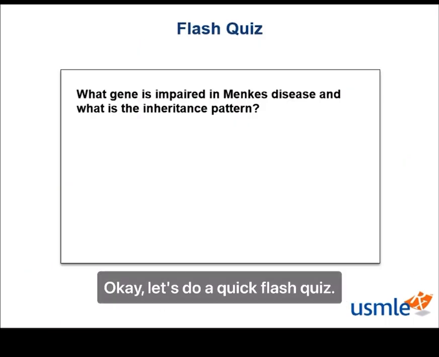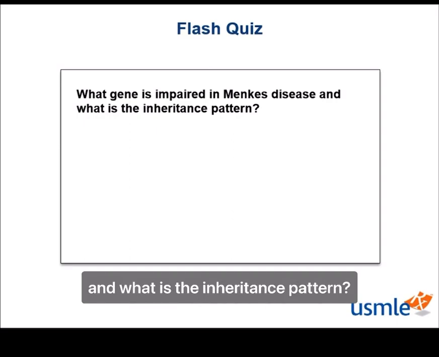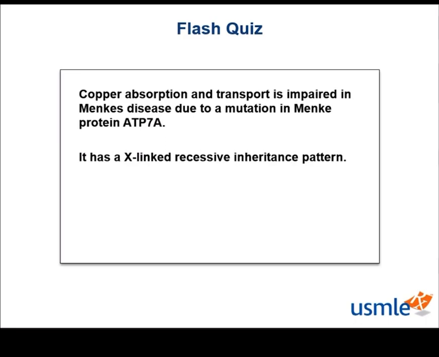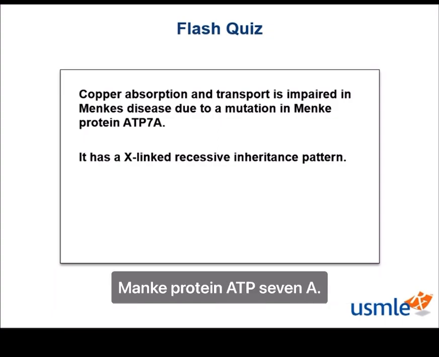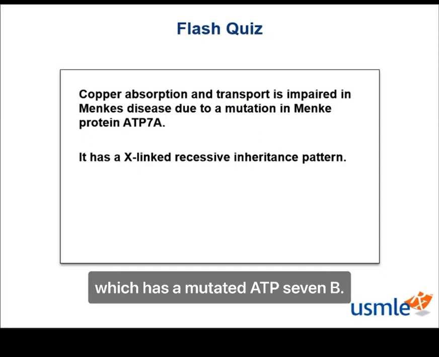Okay, let's do a quick flash quiz. What gene is impaired in Menkes disease, and what is the inheritance pattern? Copper absorption and transport is impaired in Menkes disease due to a mutation in Menkes protein ATP7A. Again, not to be confused with Wilson's disease, which has a mutated ATP7B. Menkes disease has an X-linked recessive inheritance pattern.